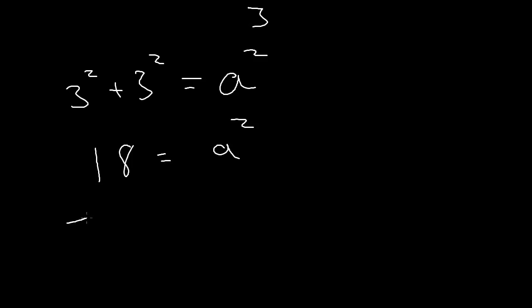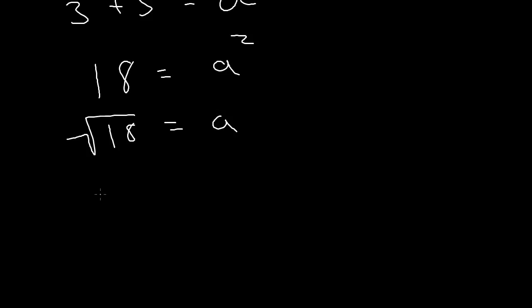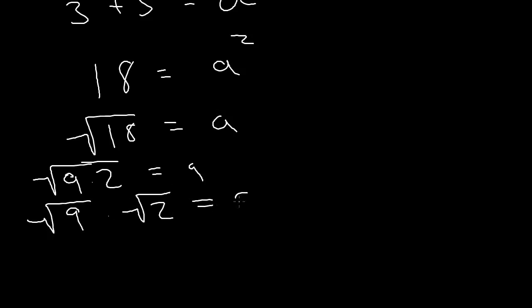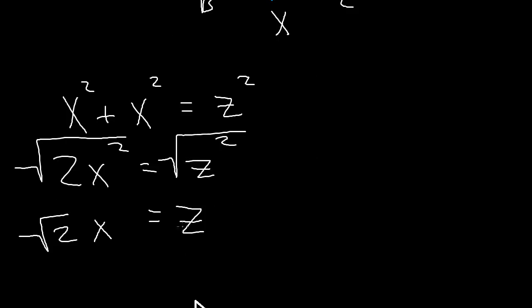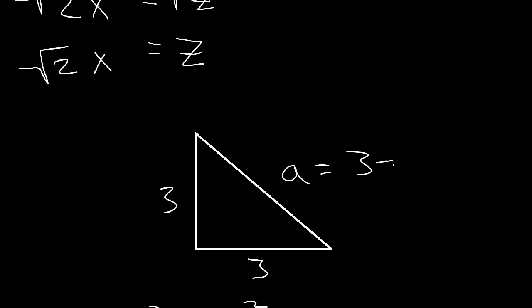And we take the square root of both sides and we get the square root of 18 is equal to a. And then we can simplify that and we have the square root of 9 times 2 is equal to a. And then we have the square root of 9 times the square root of 2 is equal to a. And 3 square root 2 is equal to a. And let's go back up here, and we know a is equal to 3 square root 2.